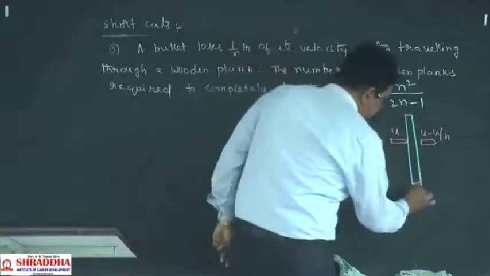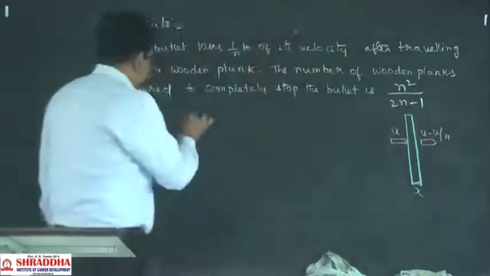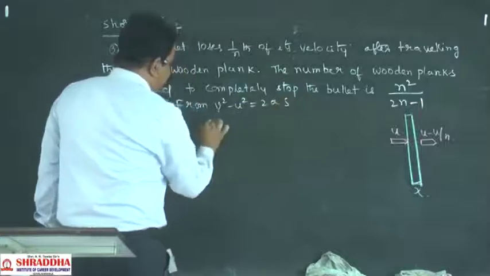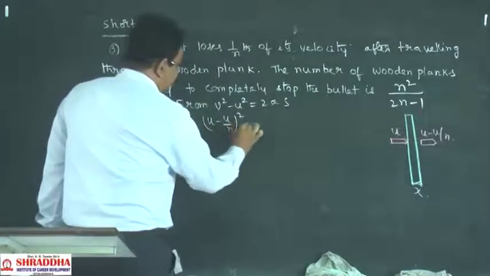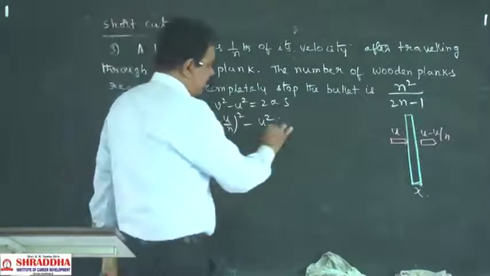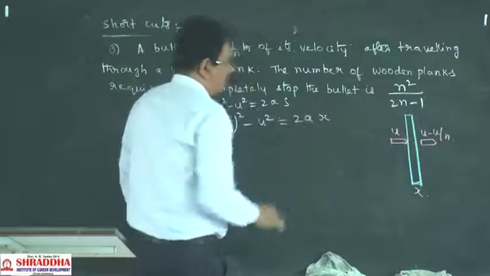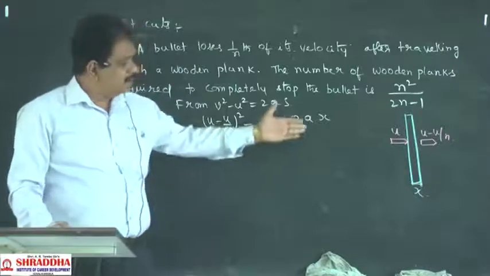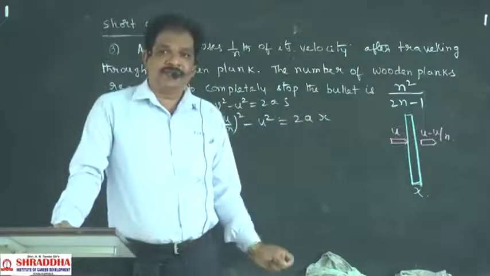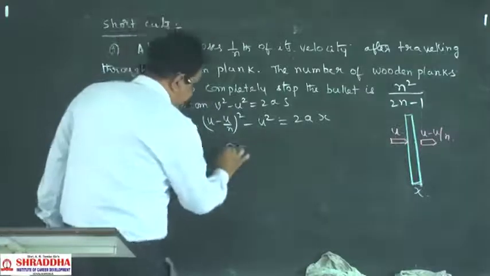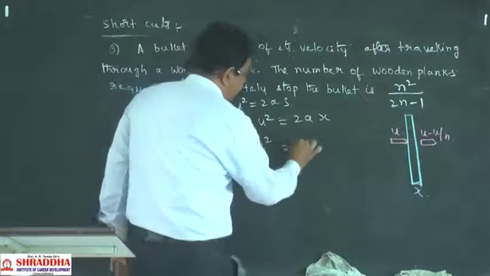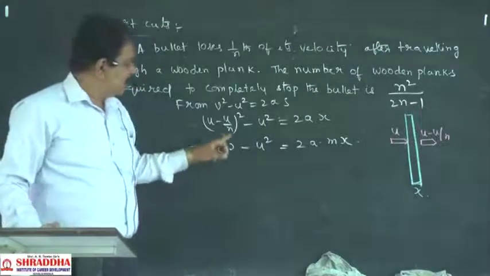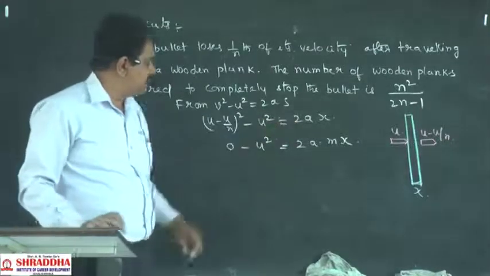Let the thickness of this be x. From V square minus u square is equal to 2as, what will we do? This is (u minus u by n) whole square minus u square is equal to 2a into x, for one plank. But the bullet has not come to rest. Like that, I used n planks, so that the bullet comes to rest. So final velocity will be 0, this is u square, this is 2a into nx. Clear understanding? Then divide these two, and you will get the answer.